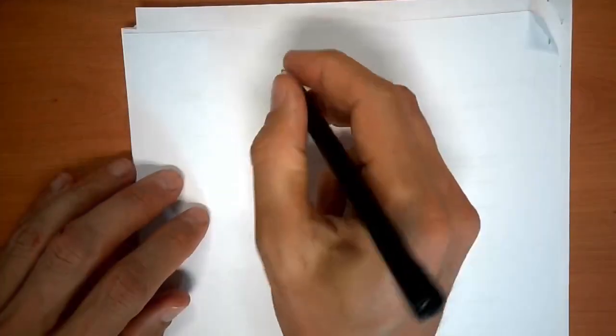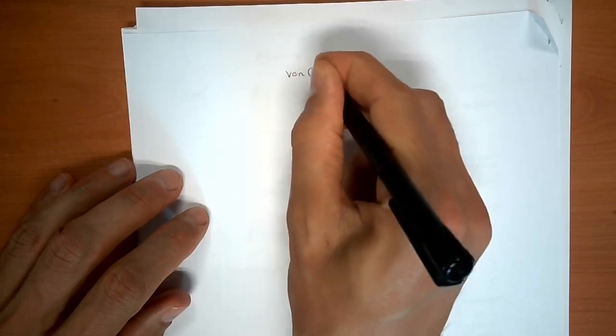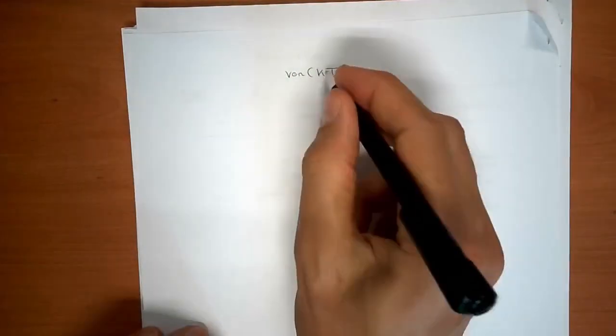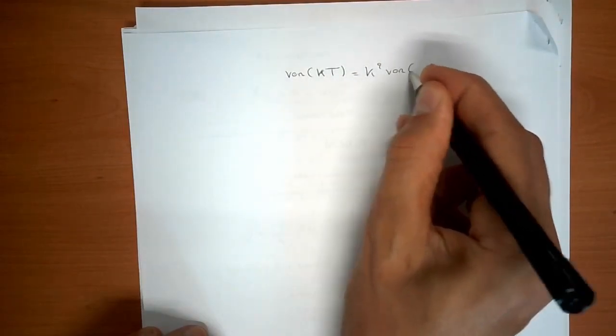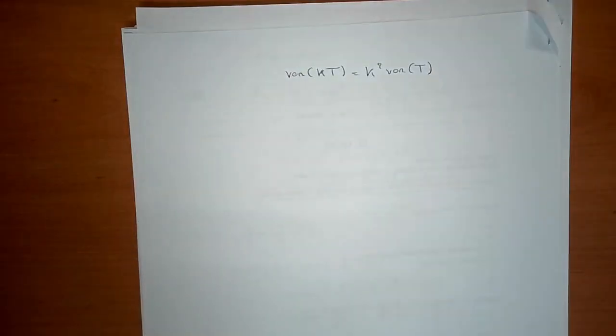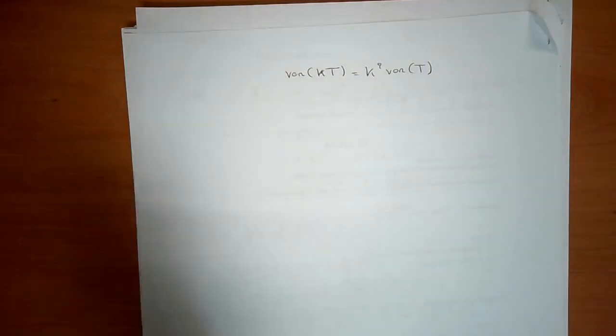Subsequently, how do we compute this here? Let me remember, the variance of kt. K is a fixed number, right? So it's basically k squared times the variance of t. T is the random variable here. Now, how do we compute this? It's not that difficult, right? So this is the insight.